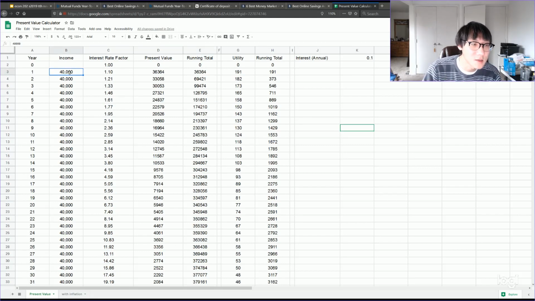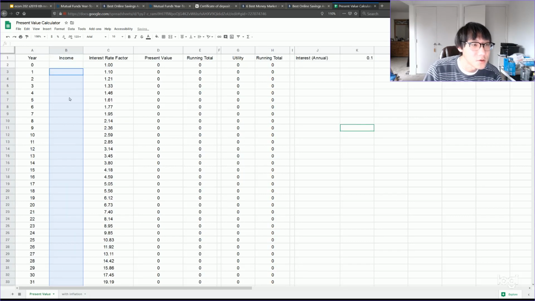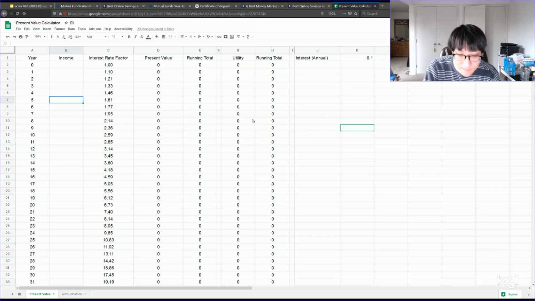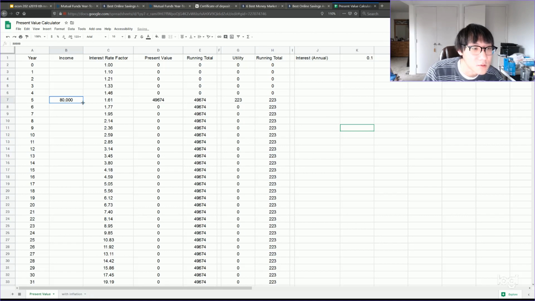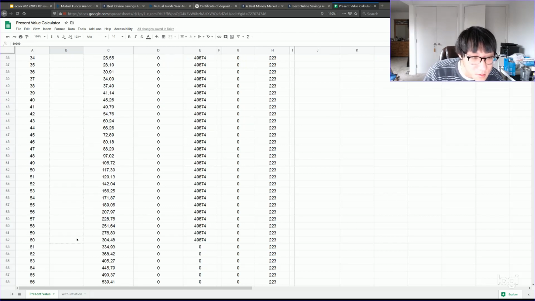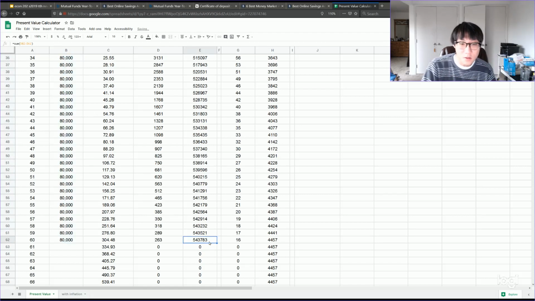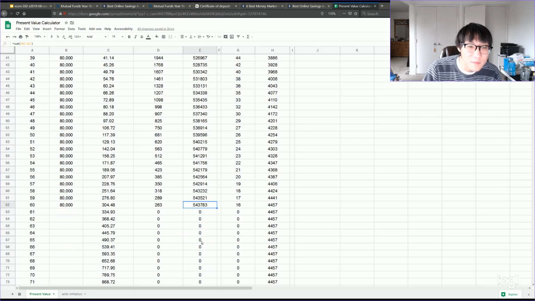Let's instead look at the alternative. You have 4 years of college, so we're going to be paid starting year 5 at $80,000. Let's see what the present value of that is. I'll extend this all the way down here, and you can see that it is greater. Before it was close to 400,000, and now this number is almost 550,000.